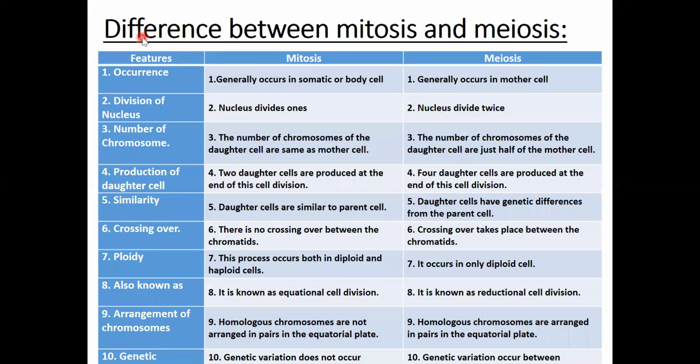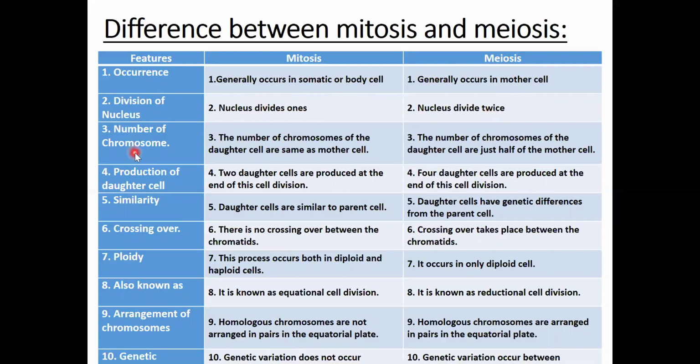Okay, here is another important topic: the difference between mitosis and meiosis. Here are a total of 10 features. The first one is the occurrence. Mitosis usually occurs in somatic or body cells, and meiosis occurs in mother cells. And the division of the nucleus: in mitosis the nucleus divides once, but in meiosis the nucleus divides twice.